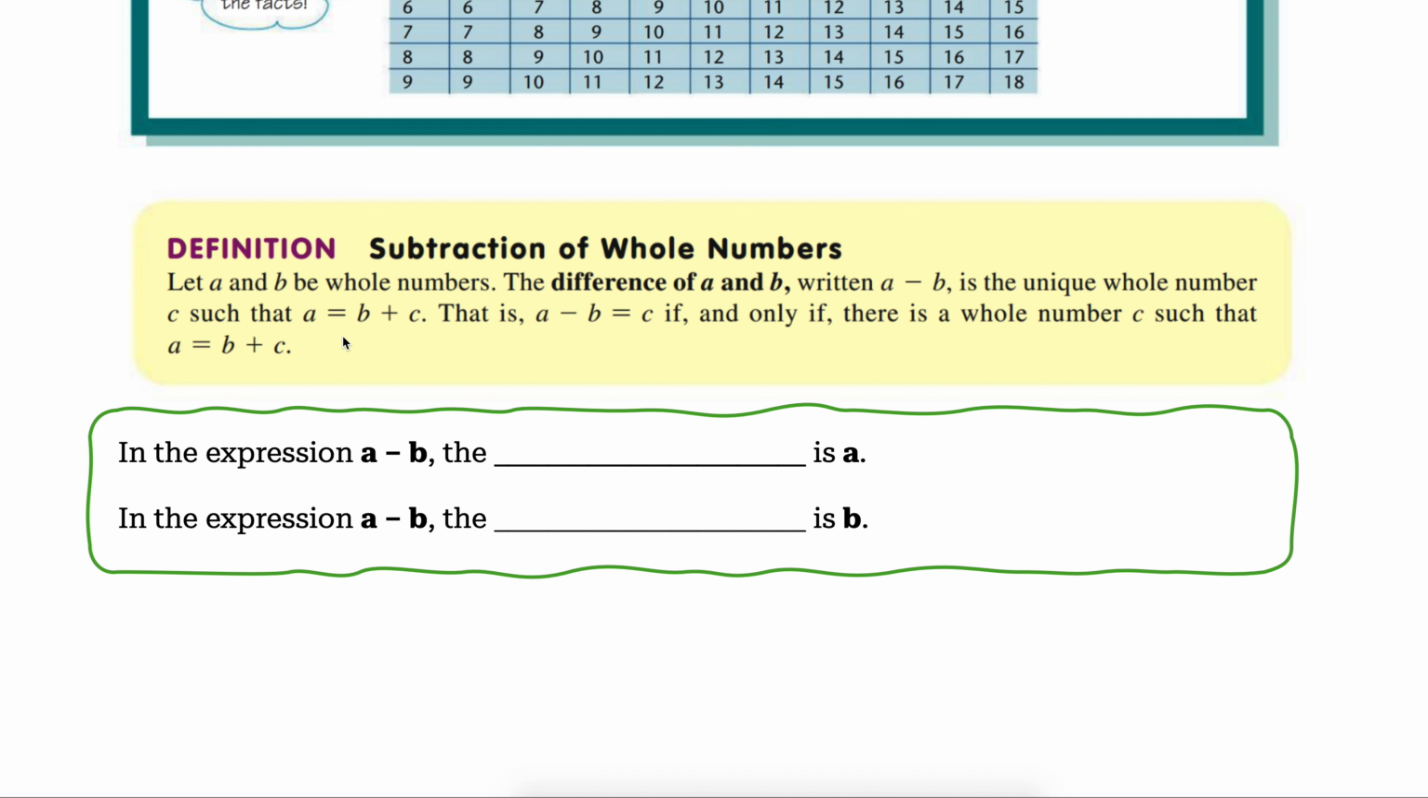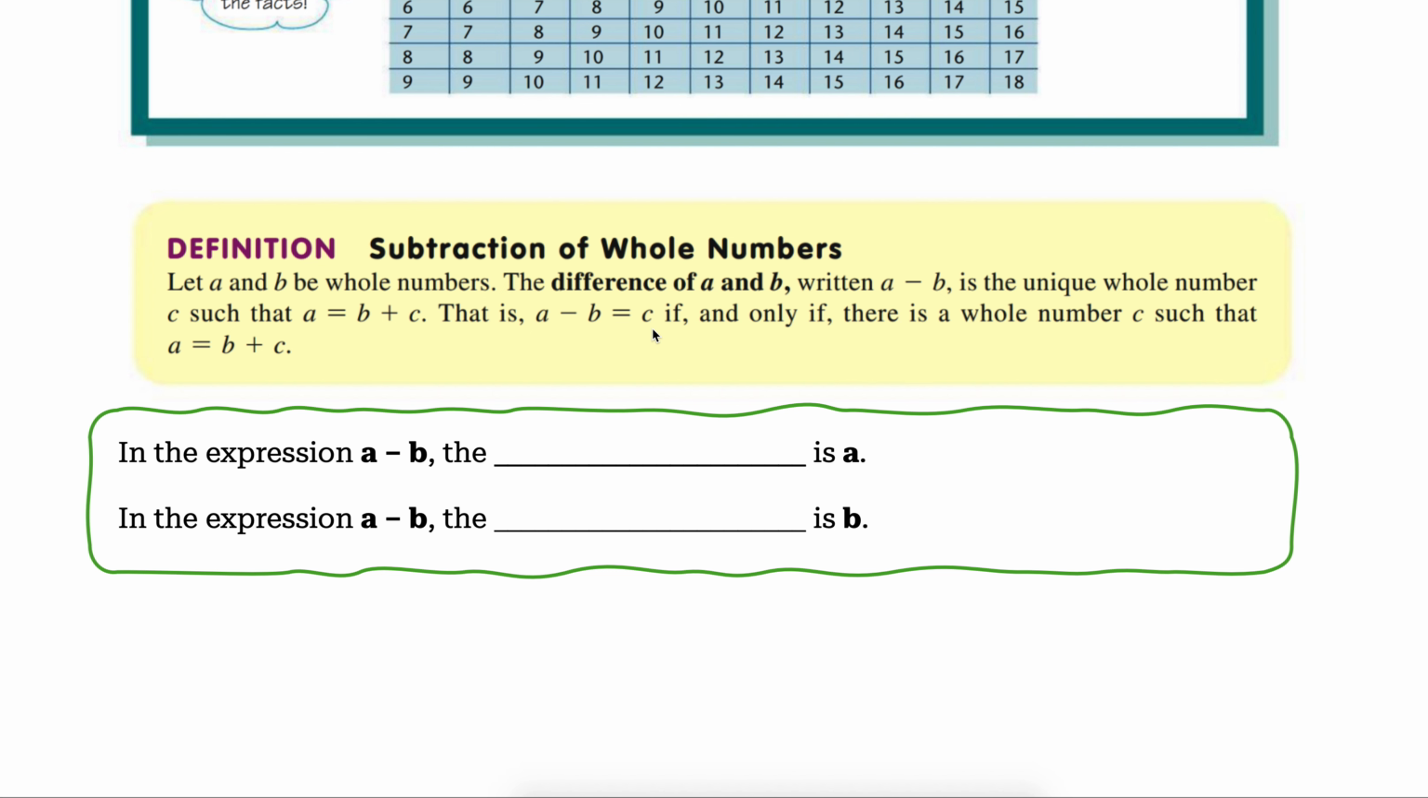So instead of adding, we're now going to be subtracting numbers, so the difference of two numbers. And subtraction, mathematically, is the inverse of addition. So here, if A is equal to B plus C, subtraction is defined so that A minus B is C. So subtraction and addition do go hand in hand.